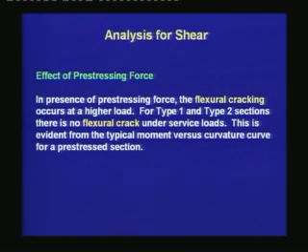In presence of prestressing force, the flexural cracking occurs at a higher load. For type 1 and type 2 sections, there is no flexural crack under service loads. This is evident from the typical moment versus curvature curve for a prestressed section.